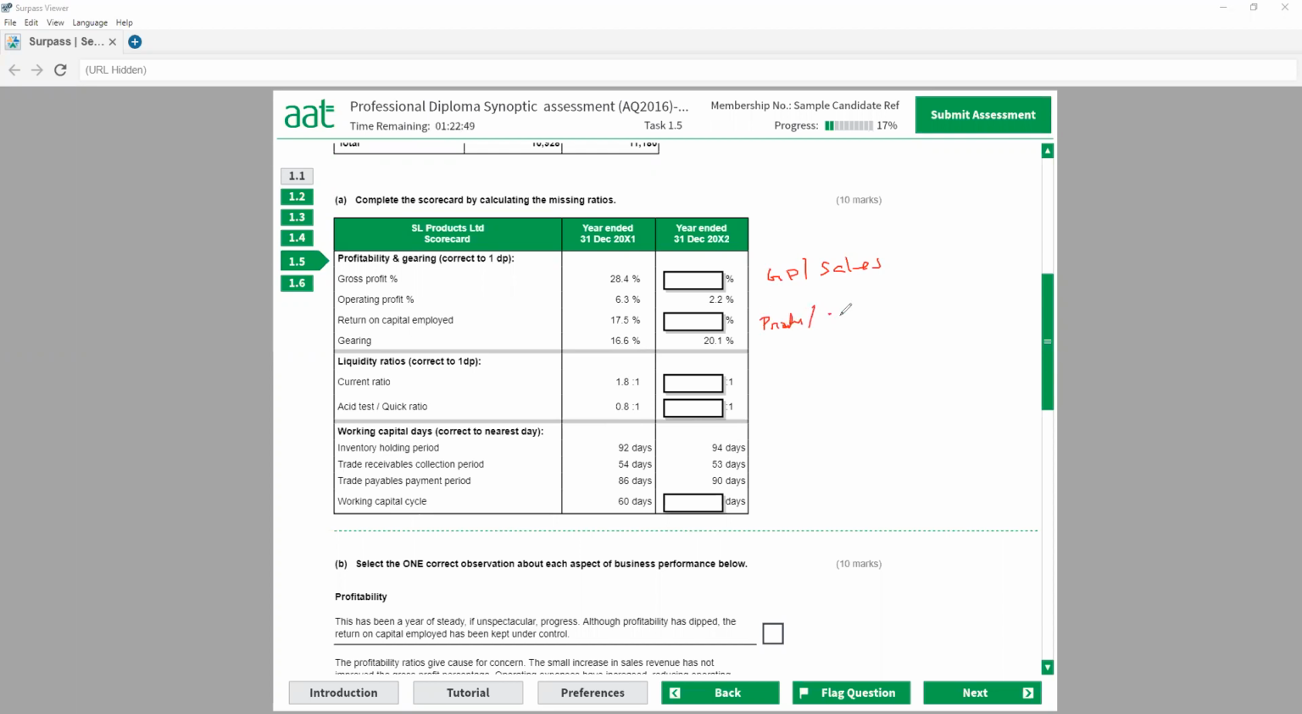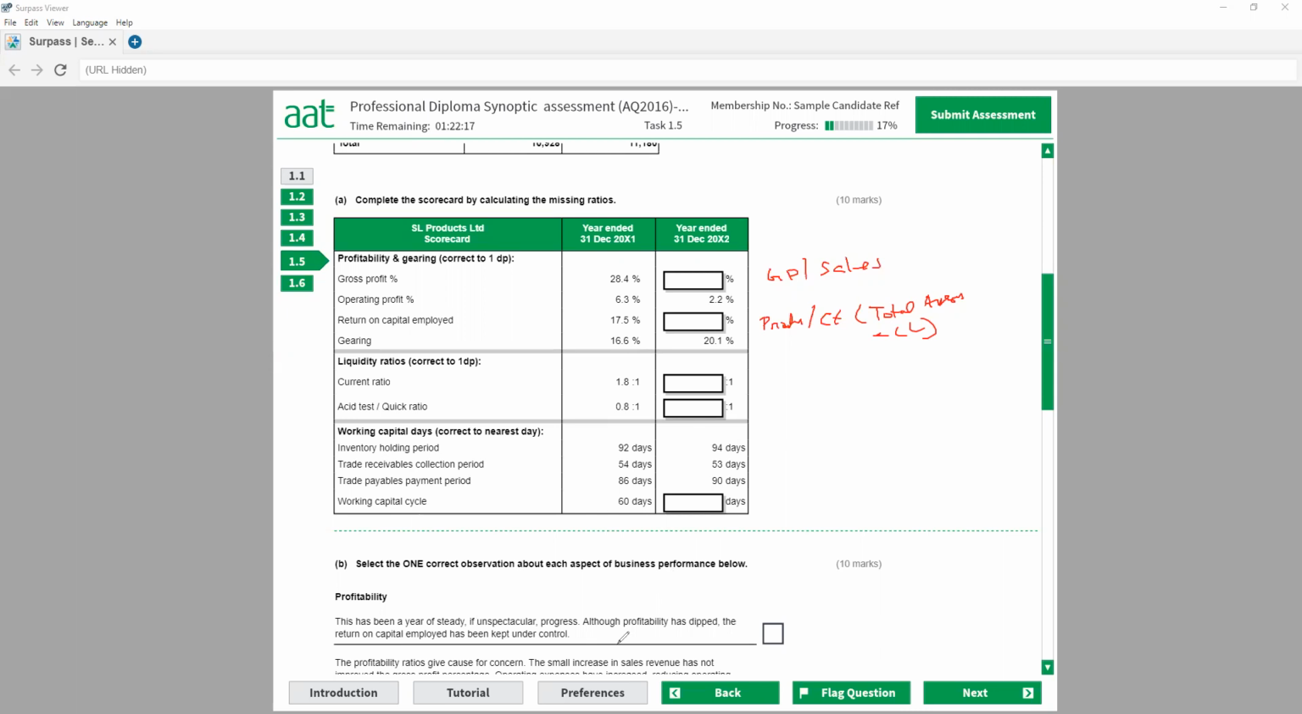Profit over capital employed. Capital employed means the total asset we have from the question, and after that we have to minus the current liability. So total asset minus current liability will give us the capital employed.